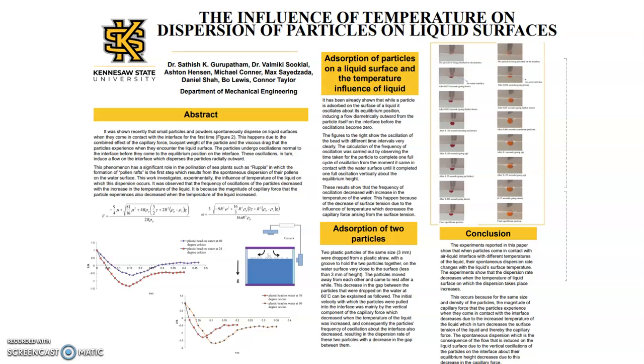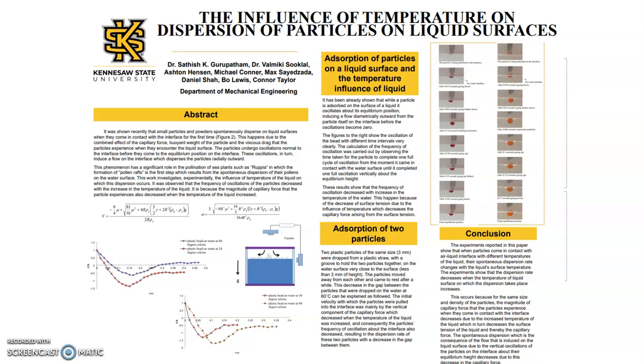Good morning, everyone. The name of our experiment is the influence of temperature on dispersion of particles on liquid surfaces. The spontaneous dispersion of particles is when small particles come in contact with the liquid surface and immediately disperse violently, which can actually be seen in the kitchen if you drop a pinch of corn or wheat flour into a bowl or a cup of water. The effect seen in said cup or bowl is what we define as the spontaneous dispersion of particles.